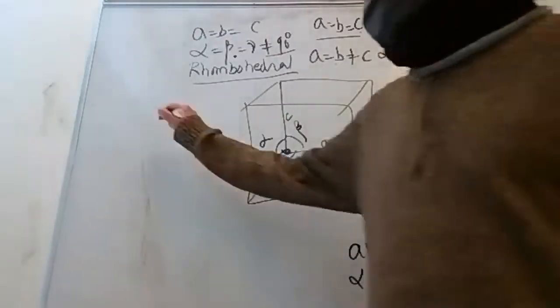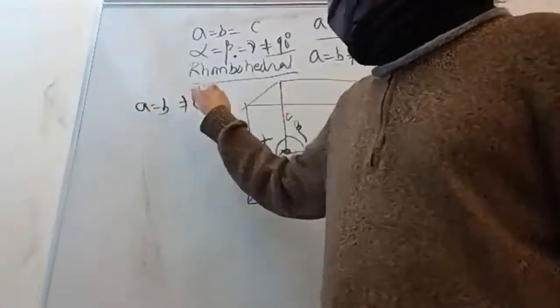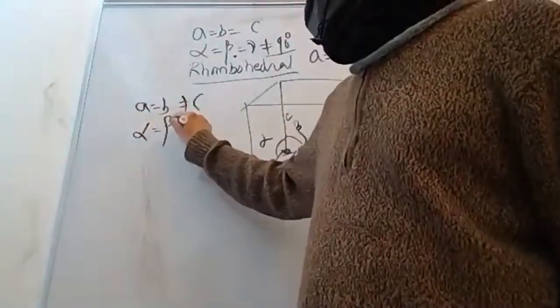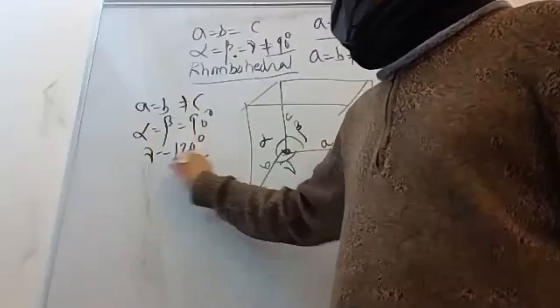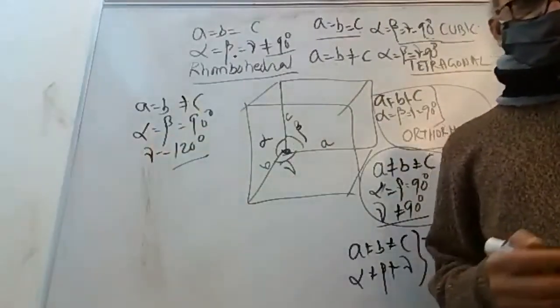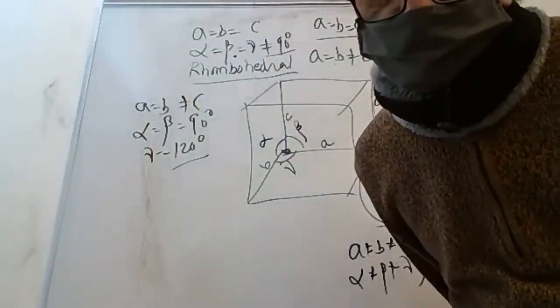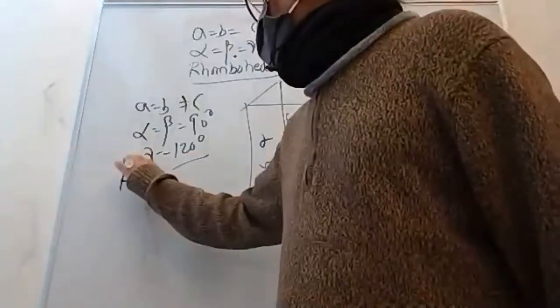Finally, you can have a system where A equals B but not equal to C. Alpha and beta are 90 degrees and gamma is exactly 120 degrees. That is another parallelepiped with those conditions. And when you have that, that is called hexagonal.